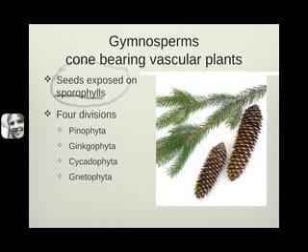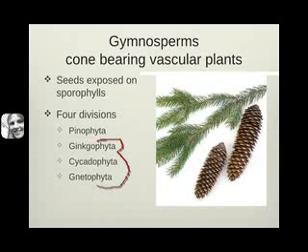We call these plants heterosporous, and we'll look at that in an upcoming slide. That means that unlike the other plants, these plants are actually producing two different types of spores, a megaspore and a microspore. And we'll talk more about that when we look at the life cycle more closely. This group includes 4 divisions: the Pinophyta, the Ginkgophyta, the Cycadophyta, and the Gnetophyta.